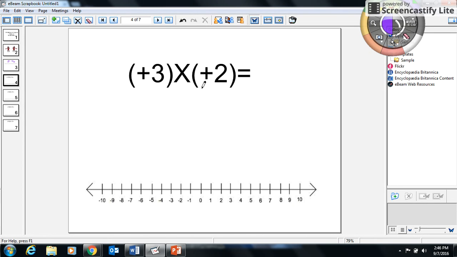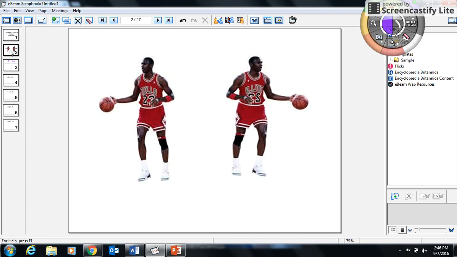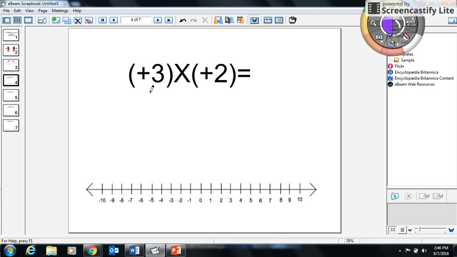Here's our first example. Positive 3 times positive 2. Now, most of you know the answer already, but how do you actually model it? Well, let's go back here, and I'm going to grab one of these Michael Jordans. Now, they look very similar, but you'll see one's facing one direction, and the other one's facing the opposite direction. That's going to play a very important role in today's lesson. So, first thing is, first number tells us a lot. The first number, we're going to look at the symbol here. In this case, it's a positive sign.